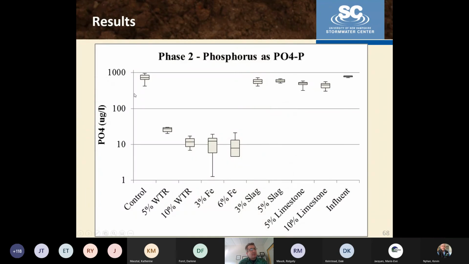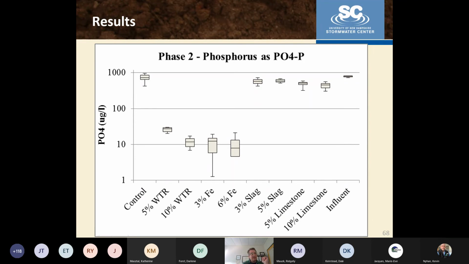Essentially, these are box and whisker plots from our column studies where we put phosphate in. This is the control. We targeted about 1,000 micrograms per liter. And then here's the range of performance across all our different mixes. When you look at the water treatment residual, we look at them in various levels. So with 5% by volume versus 10% by volume, and then 3% by volume iron filings versus 6%. Since this is a logarithmic plot, we're increasing an order of magnitude in every line.